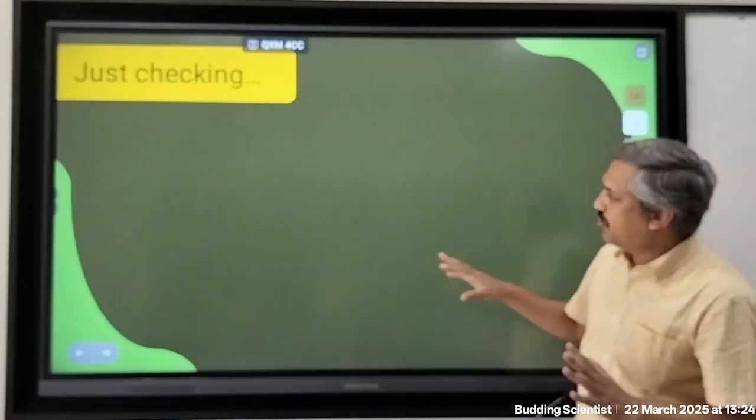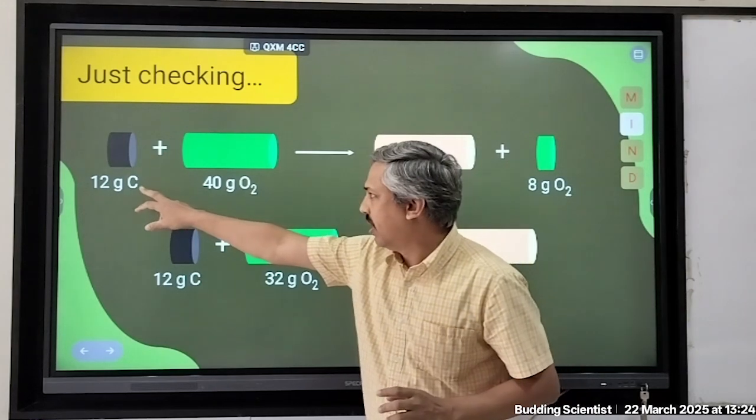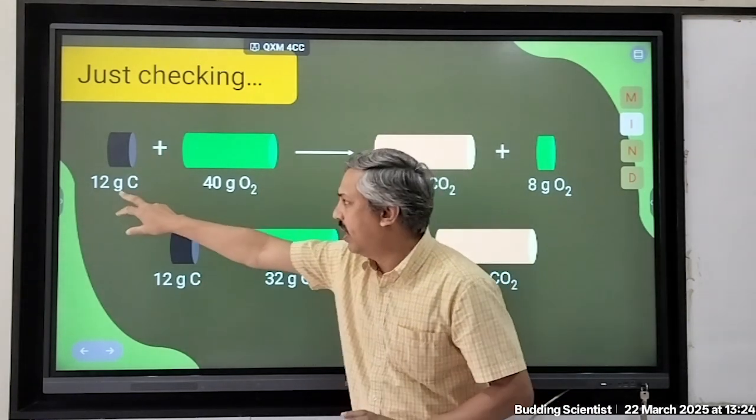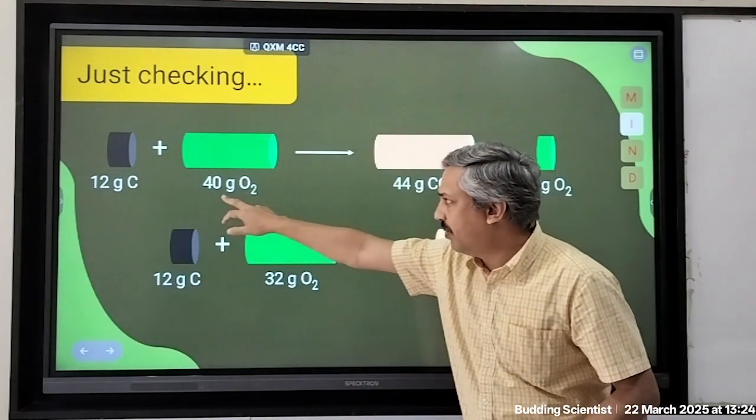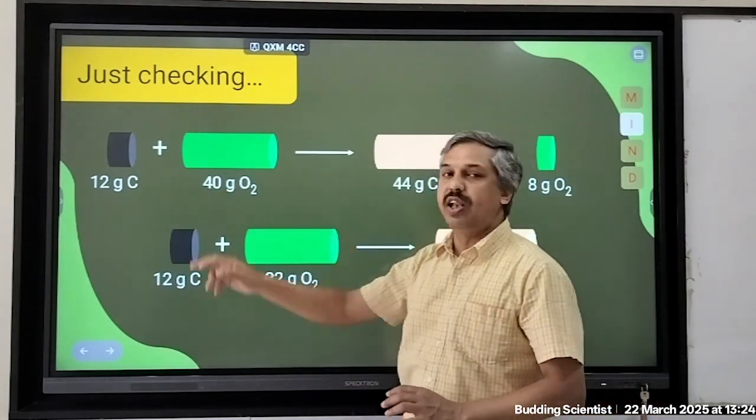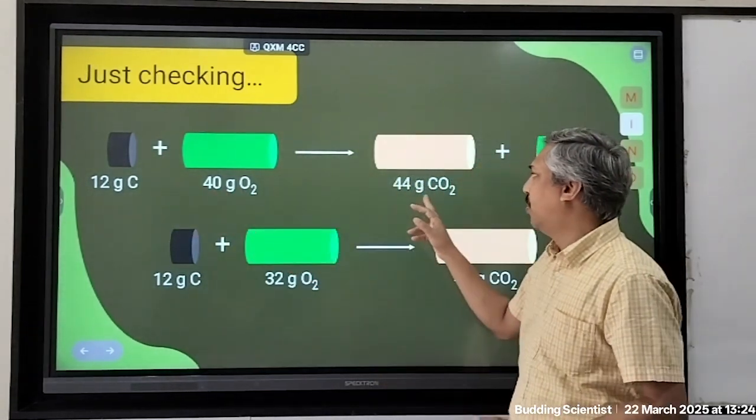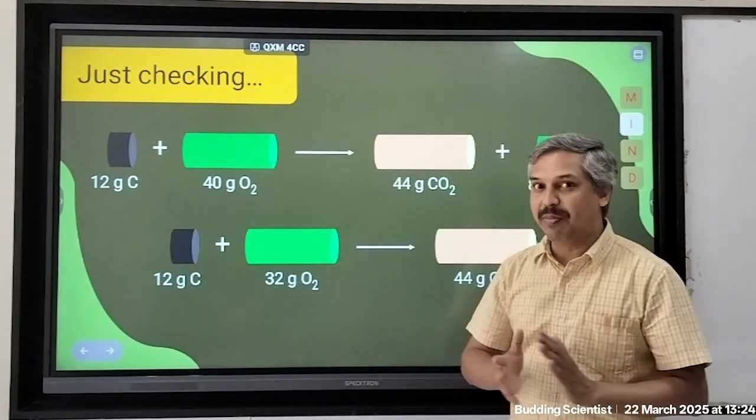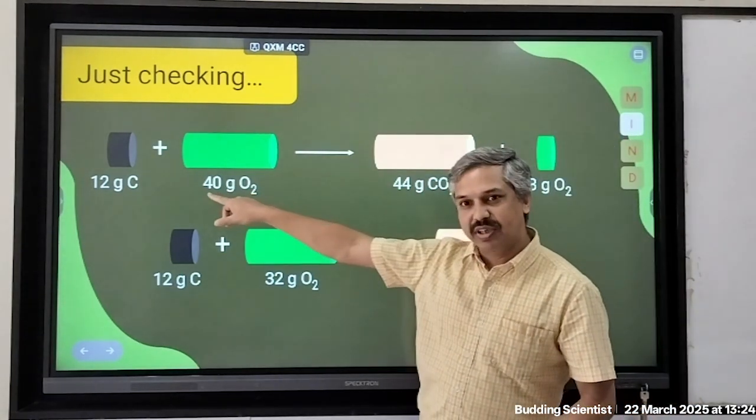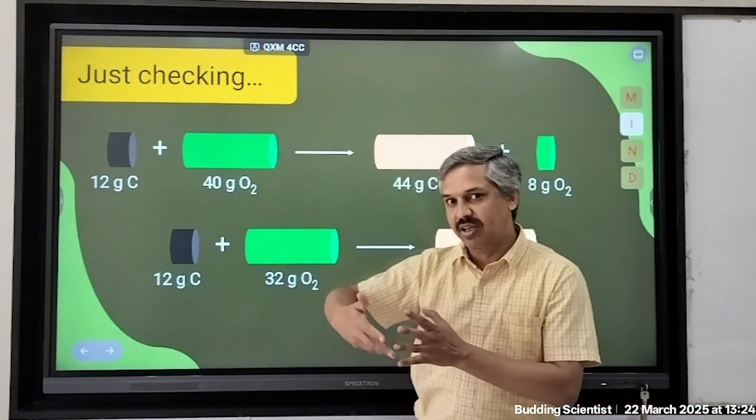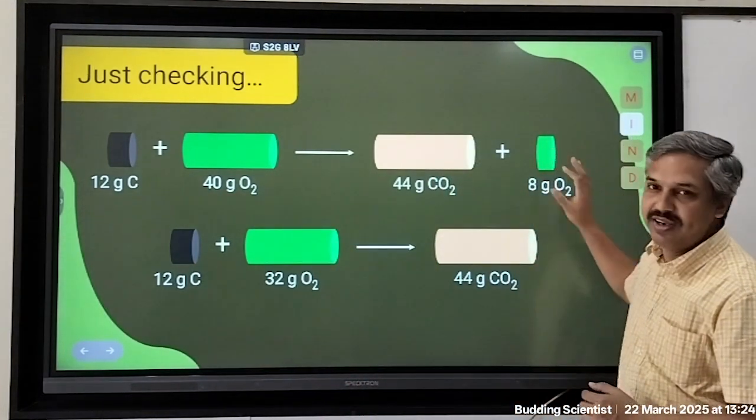In an attempt to find out if it is addition or proportion, John Dalton came to this experiment. He tried to check it like this: 12 grams of carbon. Instead of 32 grams of oxygen, he took 40 grams of oxygen. If it was just addition, we should have got 52 grams of carbon dioxide. But it did not happen that way. He got 44 grams of carbon dioxide, and the excess oxygen, 32 grams was the reacting mass. 8 grams of oxygen is the excess mass, and that excess mass remained.